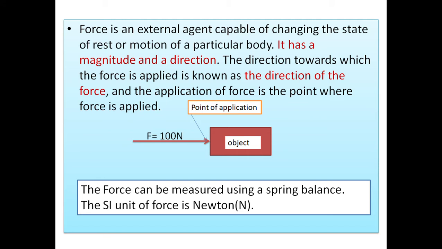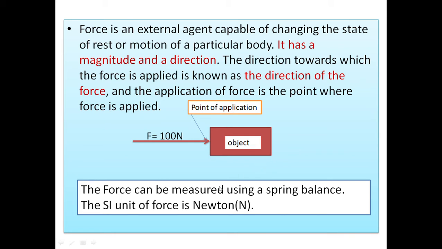What are the features of a force? Force is an external agent capable of changing the state of rest or motion of a particular body. It has a magnitude and a direction. Force is a vector quantity as it has a magnitude and a direction. The direction towards which the force is applied is known as the direction of the force. And the application of force is the point where force is applied.